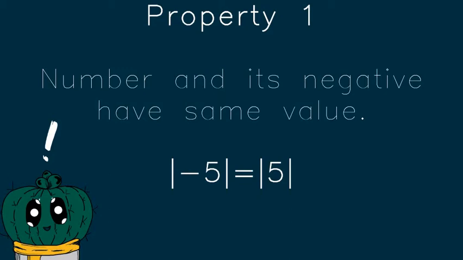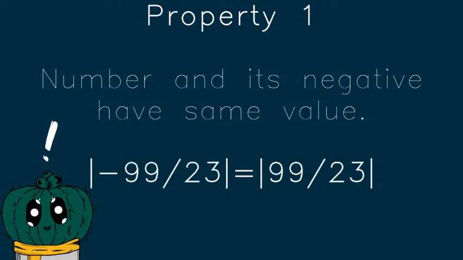So for example, we're trying to find the absolute value of negative 5 and 5. Over here a is equal to 5, and the answer is going to be the same. Similarly, if you want to find the absolute value of negative 5.5 and 5.5, a is going to be 5.5 over here, then the answer still is going to be the same on both sides. The numeric value is going to be 5.5.